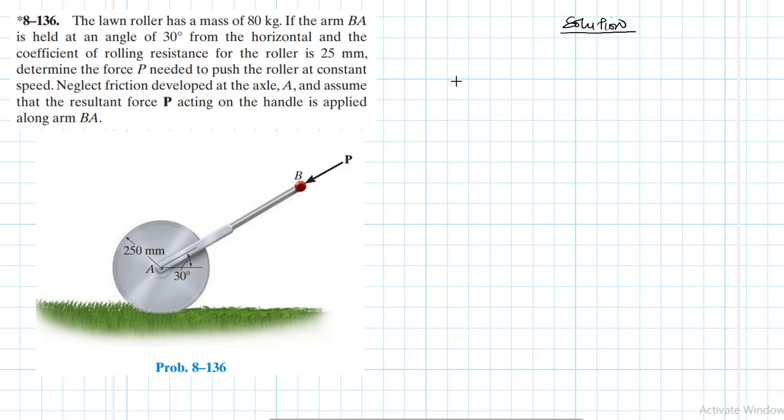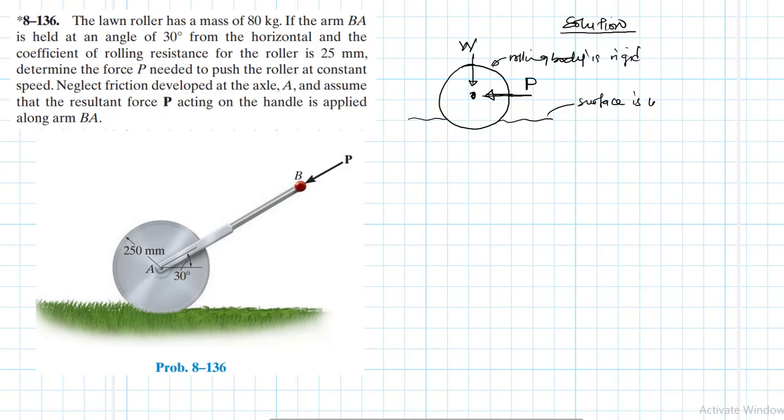Just a recap of what rolling resistance is. If we have a rolling body of mass M, of weight W, rolling at constant velocity, and we apply a force P to maintain the motion, then let's say this rolling body is rigid, and the surface on which it is rolling is less rigid, relatively, when we compare its rigidness to the rolling body.